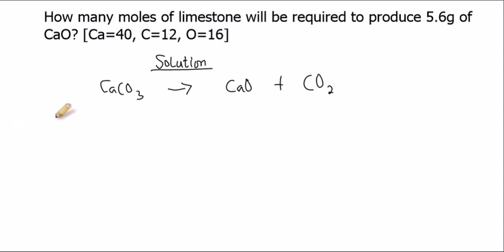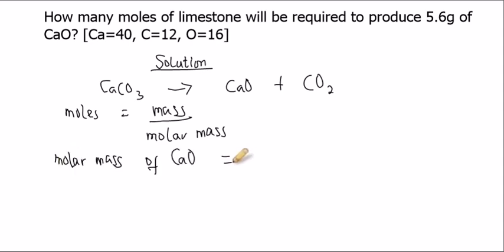We'll be making use of the formula that says moles equals mass over molar mass. We've been given the mass of calcium oxide to be 5.6 grams, but we do not know the molar mass. So let's calculate the molar mass of calcium oxide, and that will be equal to the sum of the atoms of the elements present, which is calcium and oxygen. The atomic mass of calcium is 40 and oxygen is 16. So adding this up, we have 56, and the unit grams per mole.